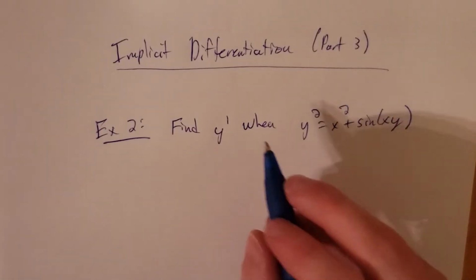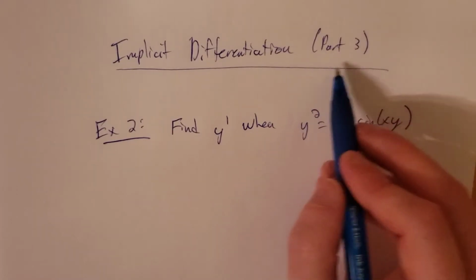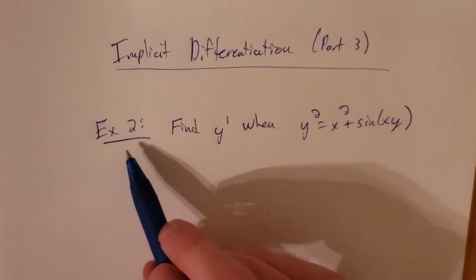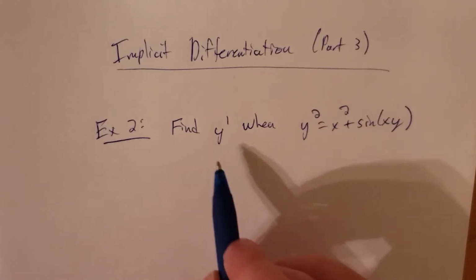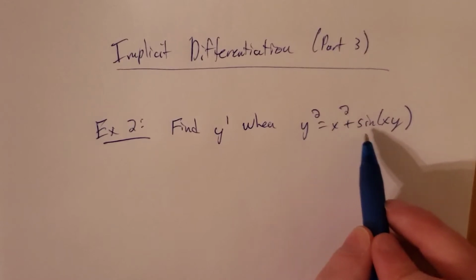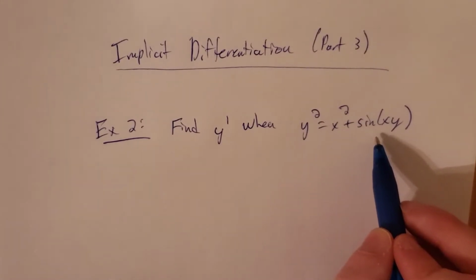In this video, we're going to continue on with implicit differentiation. This will be implicit differentiation part 3. So we're going to do a couple more examples. In particular, example 2, we're going to find y prime when y squared is equal to x squared plus sine of xy.